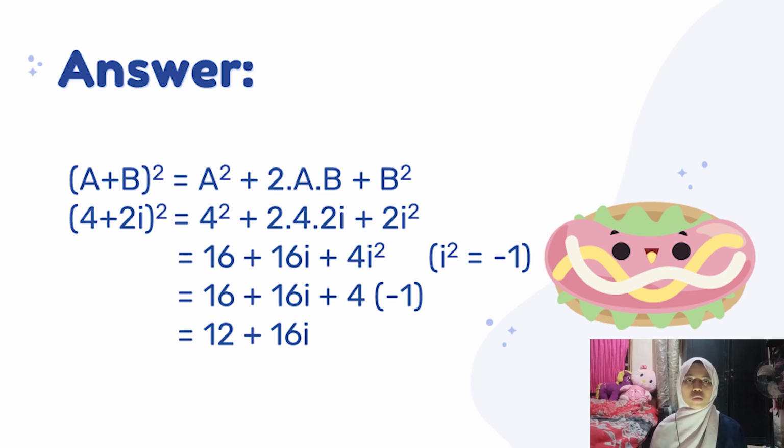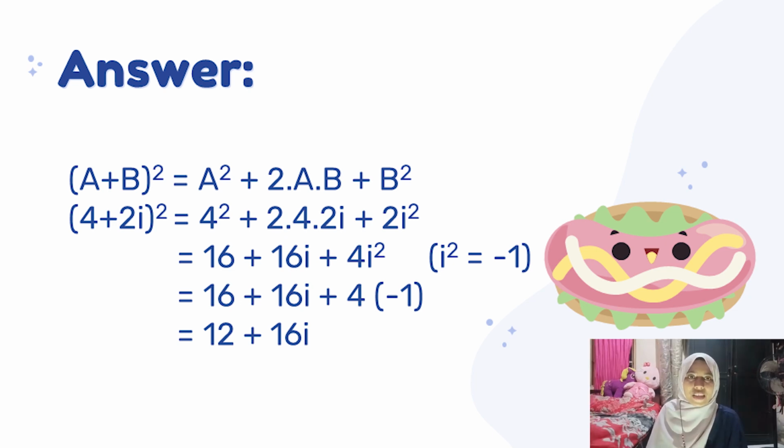So (4 + 2e) all squared is equal to 4 squared plus 2 times 4 times 2e plus (2e) all squared, which is equal to 16 plus 16e plus 4e squared, where e squared is equal to minus 1. If e squared is equal to minus 1, so 16 plus 16e plus 4 times minus 1, the final answer is 12 plus 16e.